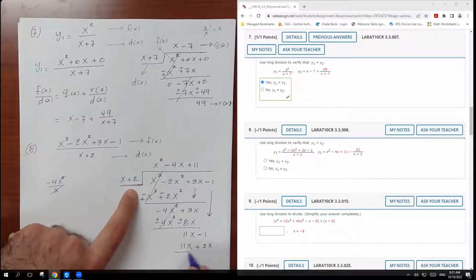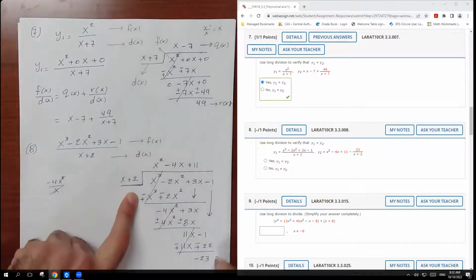Change the sign. This plus is going to be minus. This plus is going to be minus. This is going to be 0. Negative 1 minus 22 is going to be negative 23. That's it. We can't go on, because this is going to be the remainder, r of x.